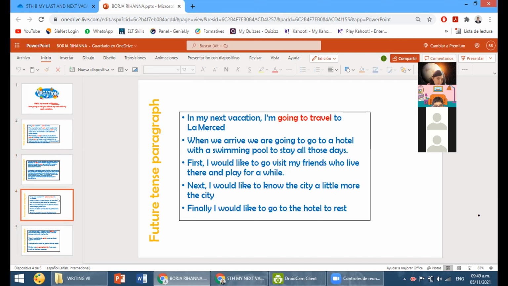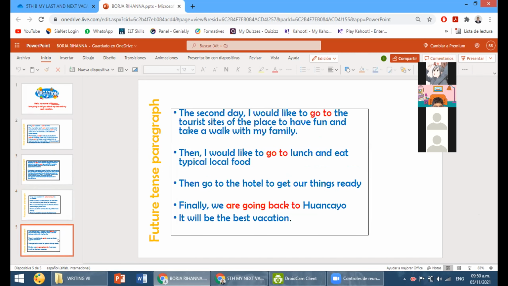In my next vacation, I am going to travel to La Merced. When we arrive, we are going to go to a hotel with a swimming pool to stay all those days. First, I would like to visit my friends who live there and play for a while. Next, I would like to know the city a little more to see. Finally, I would like to go to a hotel to rest.